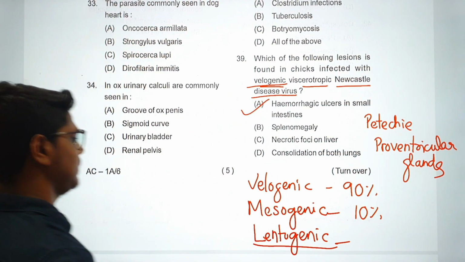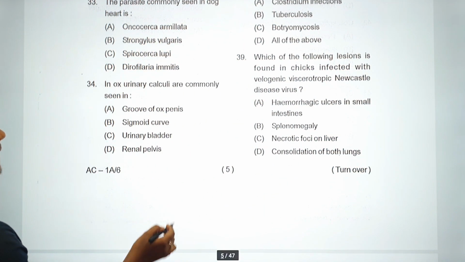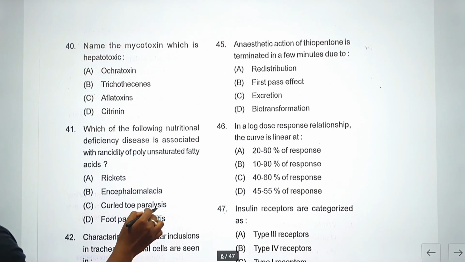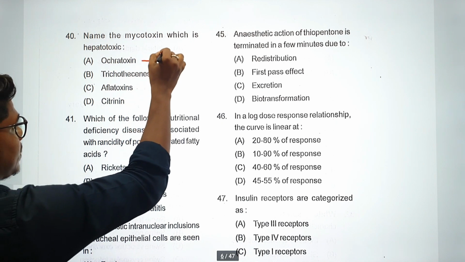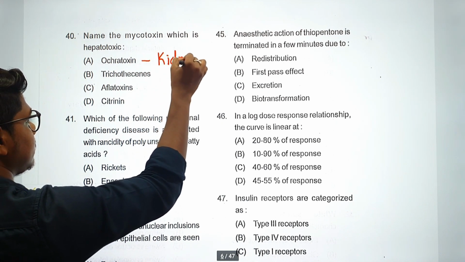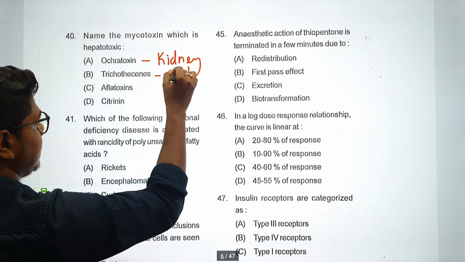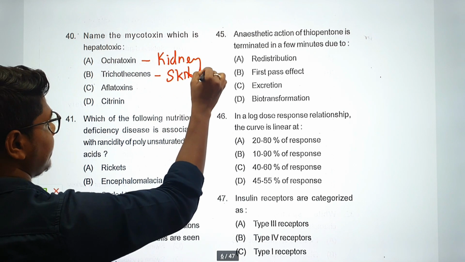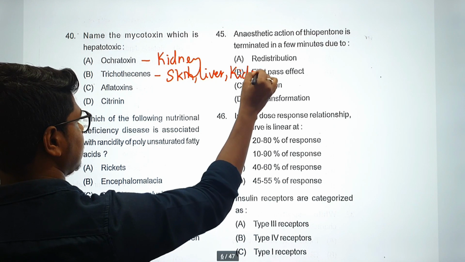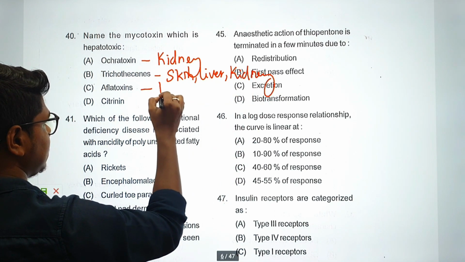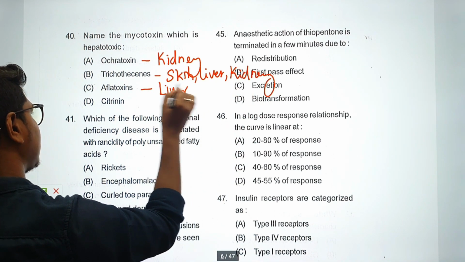Okay. Next question, question number 40. Name of the mycotoxin which is hepatotoxic. Ochratoxin is nephrotoxic, it injures the kidney. Trichothecene, skin, liver and kidney. Aflatoxin is liver. Answer is aflatoxins.